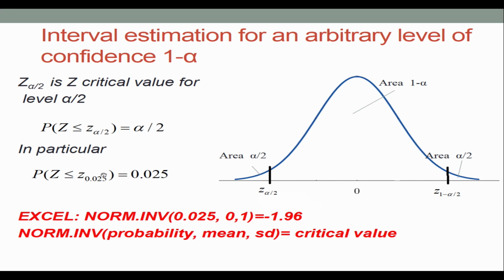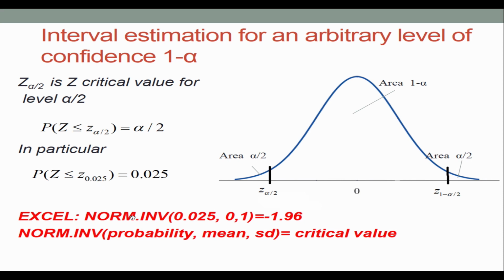In particular, if we want to look at a 95% confidence interval, we need to first figure out what z 0.025 is, what's the value for this critical point. We need to find the z value that satisfies this equation. How do we find this value?